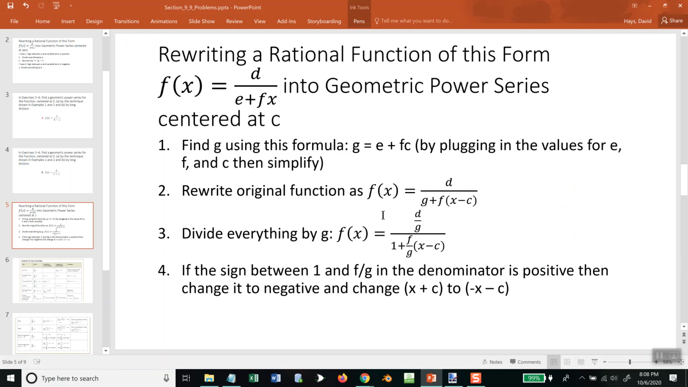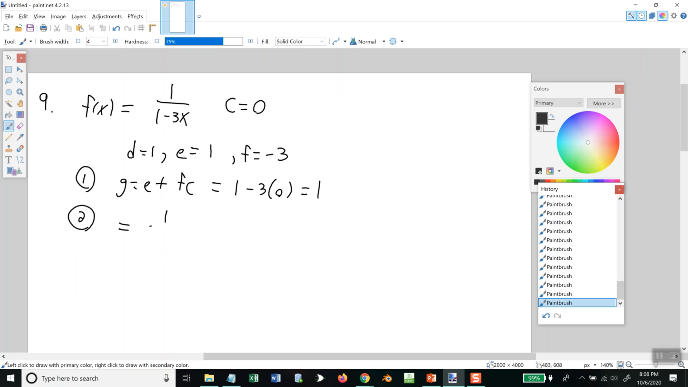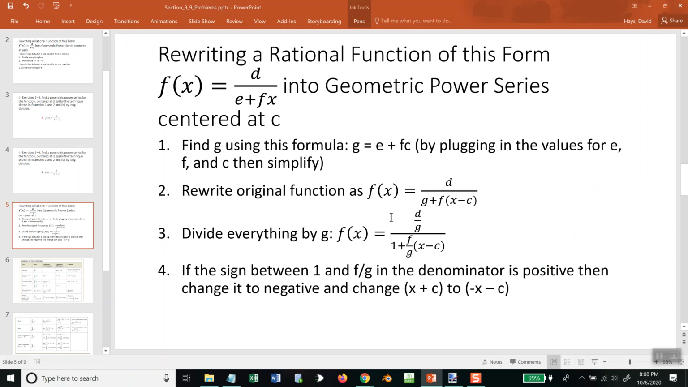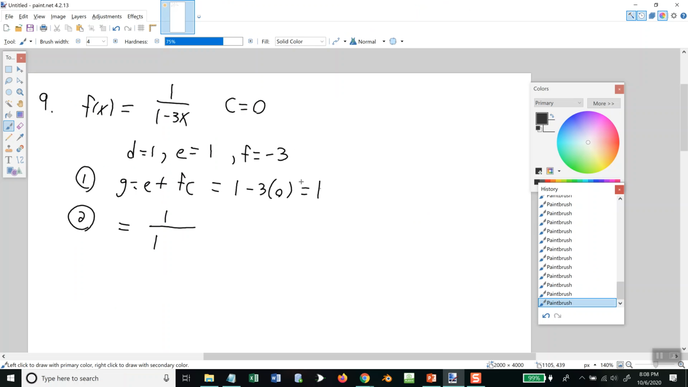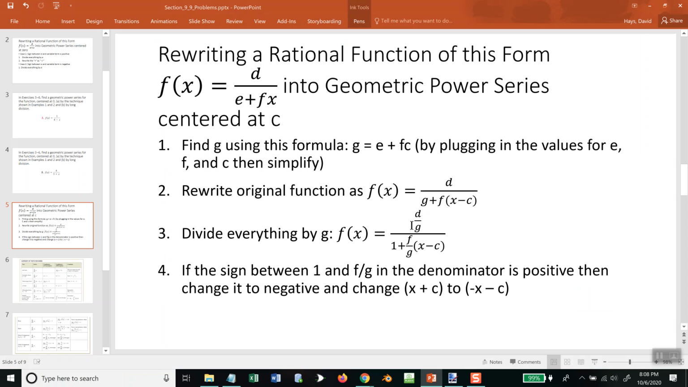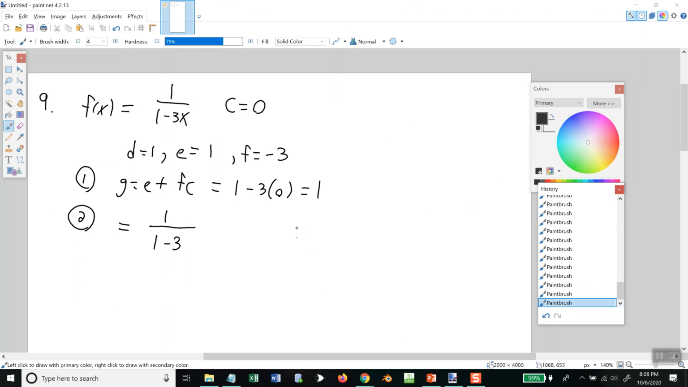Step 2, rewrite it as D over G. G we said was 1. F is -3. And then X minus C, so X minus 0. And we're back to where we started. Like I said, when it's centered at 0, it's kind of a different beast. You can use those steps I had before.